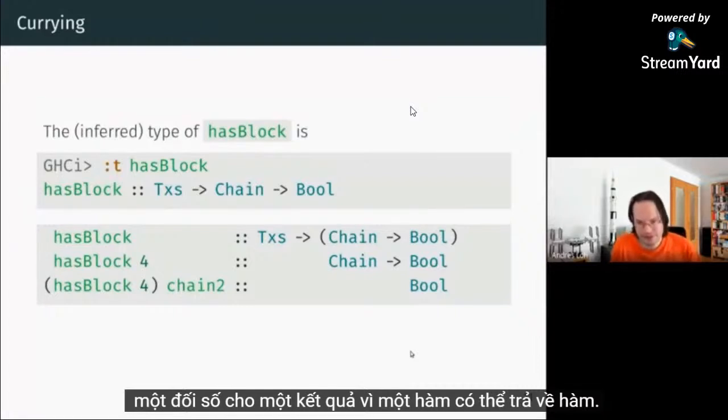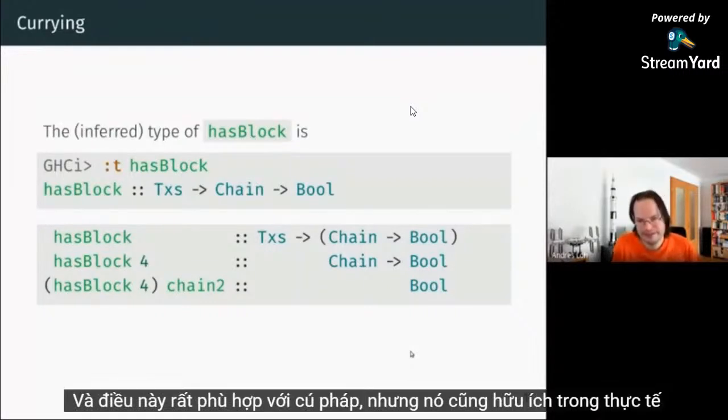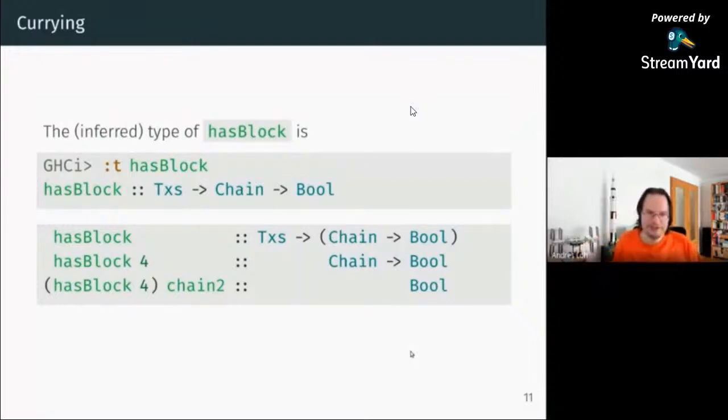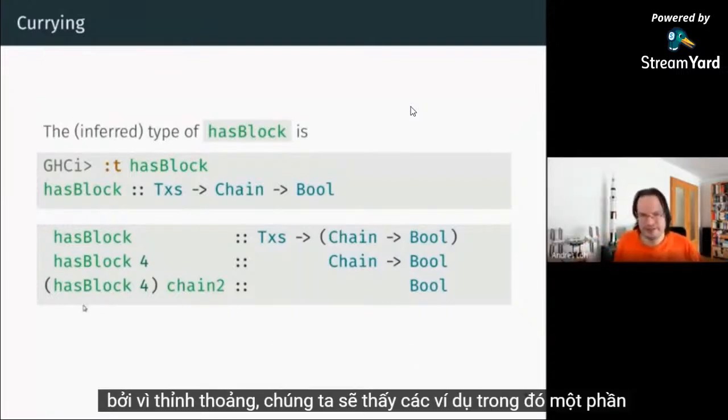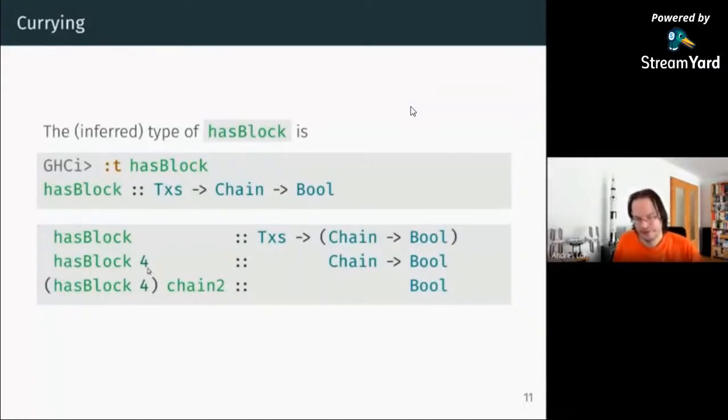Because a function can return a function as a result, you can use this to simulate functions with multiple arguments. And this fits nicely with the syntax, but it is also useful in practice because every once in a while we'll see examples where these partially applied functions, where you supply just a few of the arguments to a function, are actually useful on their own. And we'll see examples of this.